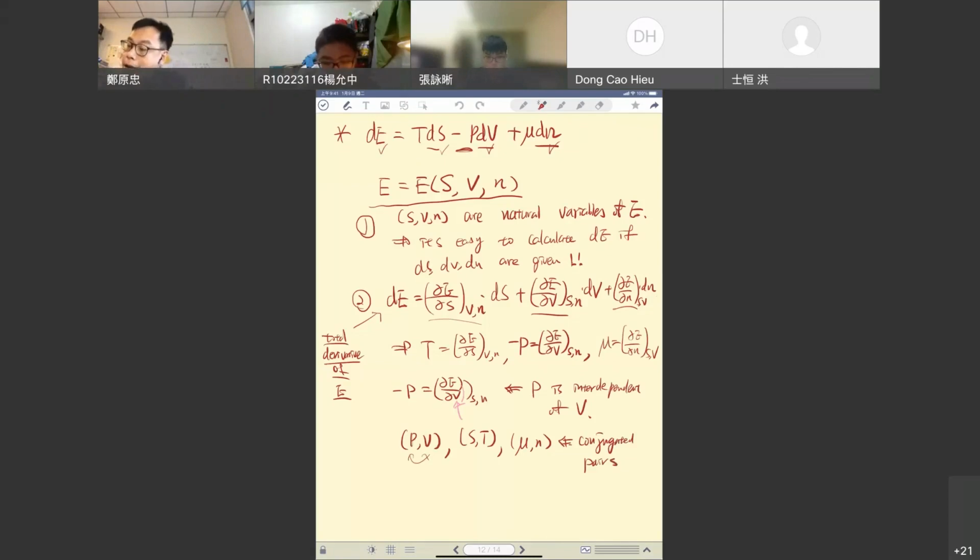And actually, each pair corresponds to a form of energy. So this is a form of energy, PV work. This is heat. This is chemical work, chemical energy. So you realize that this fundamental equation of thermodynamics actually accounts for the change in energy in various forms of work.